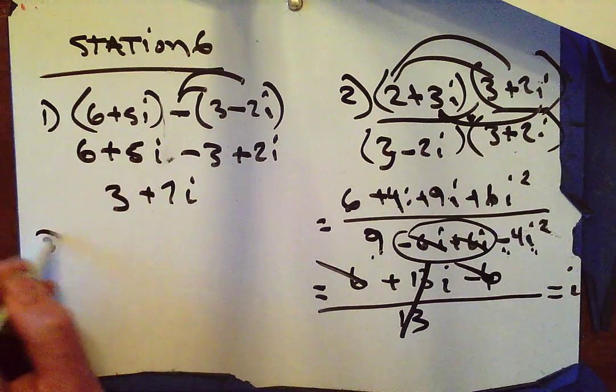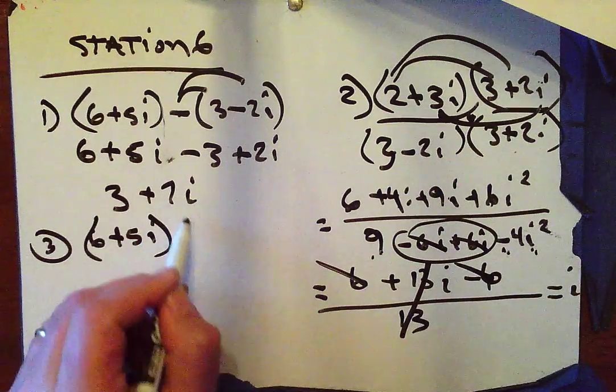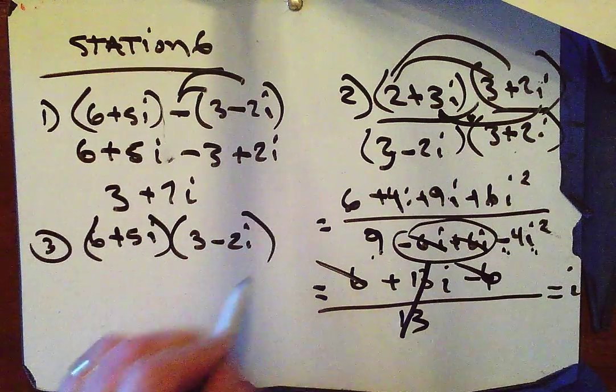Okay, the last problem on station 6 is FOILing, and 3 minus 2i.